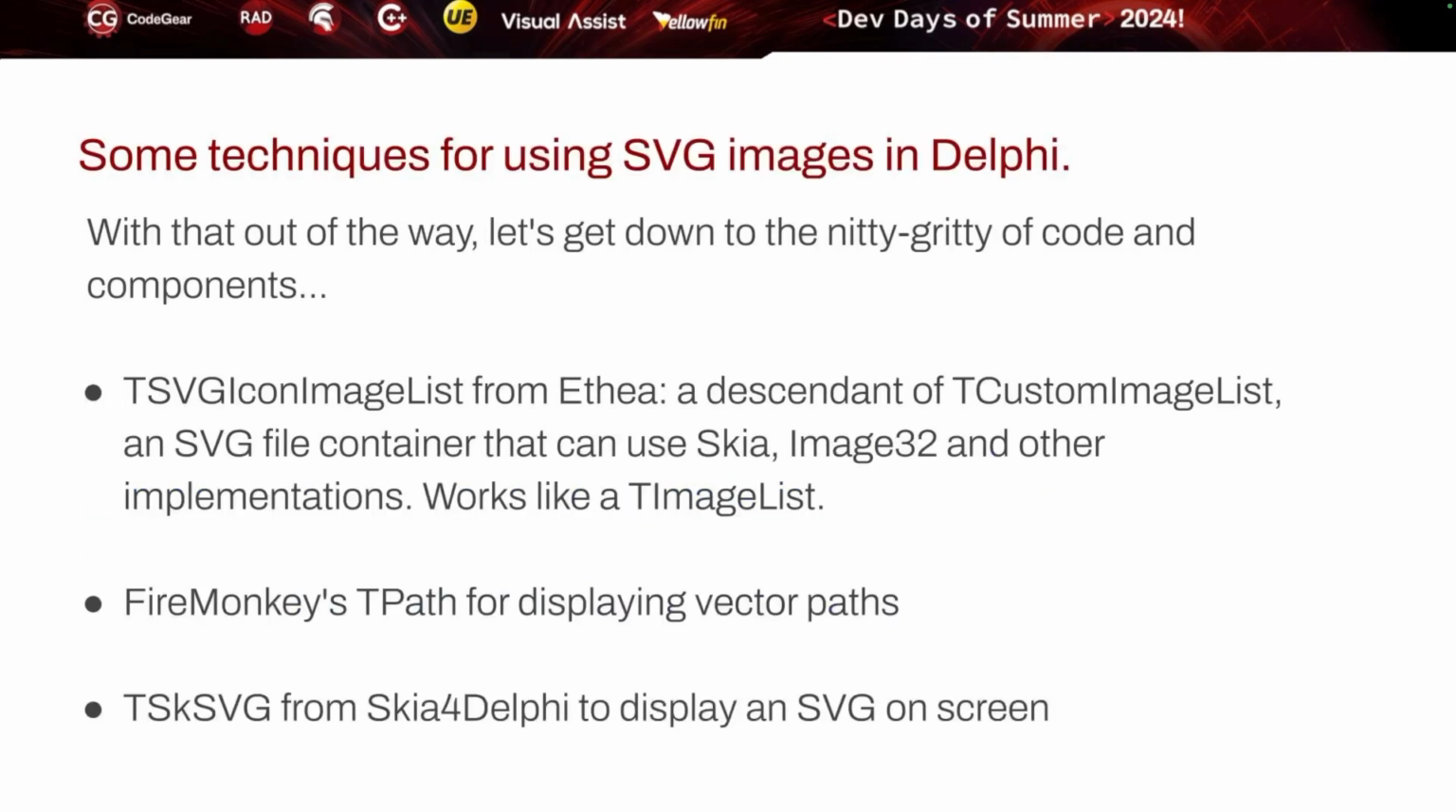Some techniques for using SVG images in Delphi. With that out of the way, let's get down to the nitty-gritty of code and components. First one, TSVGIconImageList from Ethea, a descendant of TCustomImageList, an SVG file container that can use Skia, Image32, and other implementations. It works like an image list.